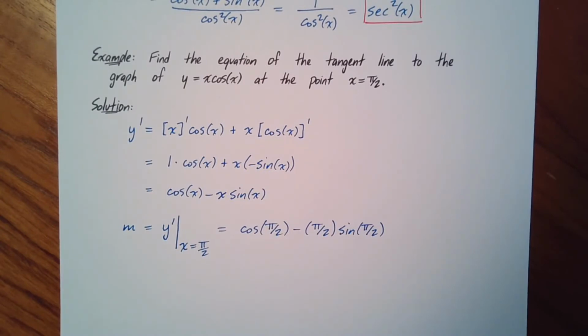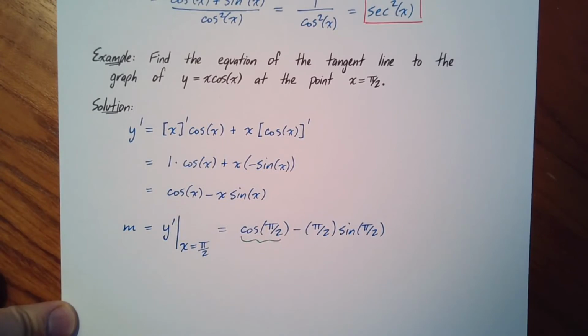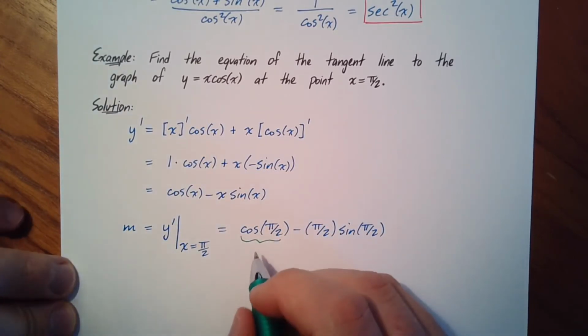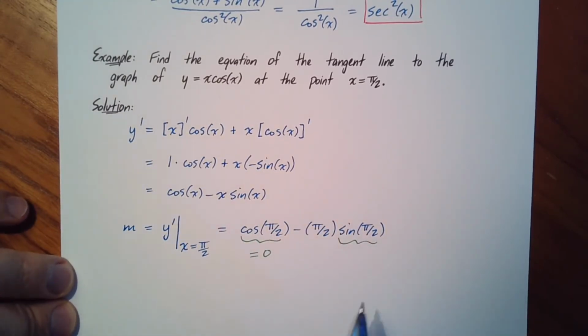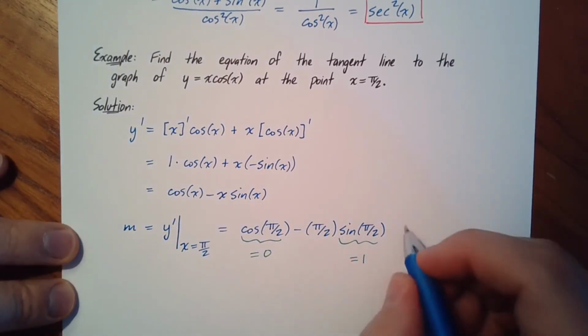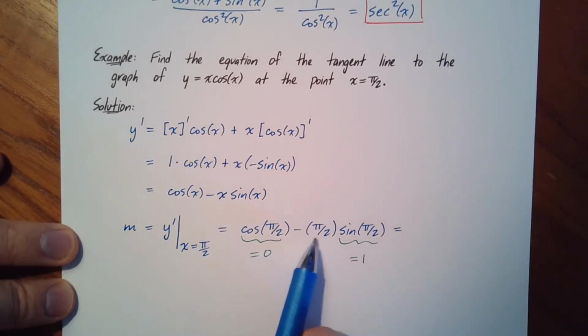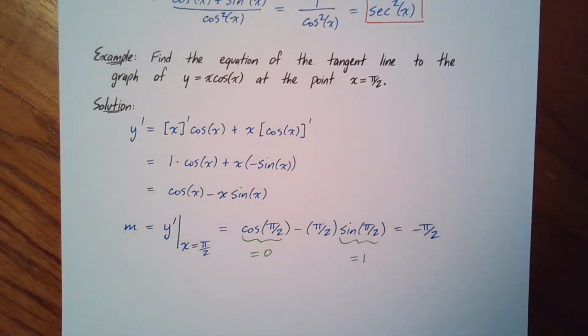Okay, and don't reach for your calculator, right? We know these values. Pi over 2, that's the first place where cosine of x is equal to 0, right at x is equal to pi over 2. So this is equal to 0, and sine of pi over 2, well, that's right where sine hits its first peak. So that's equal to 1. So really, what you have here is just 0 minus pi over 2 times 1. So it's negative pi over 2.